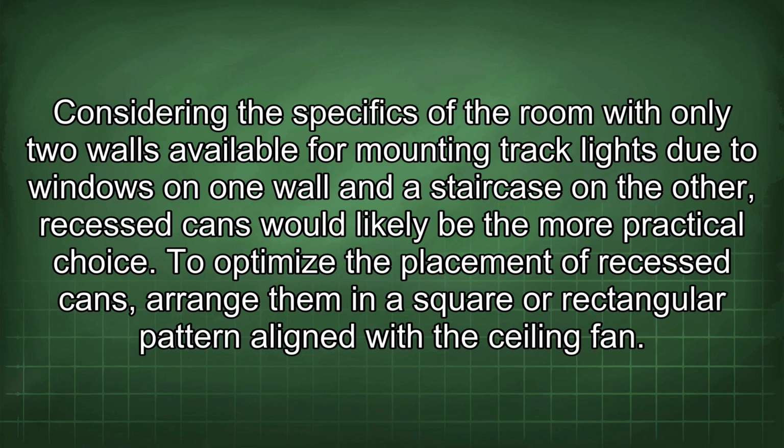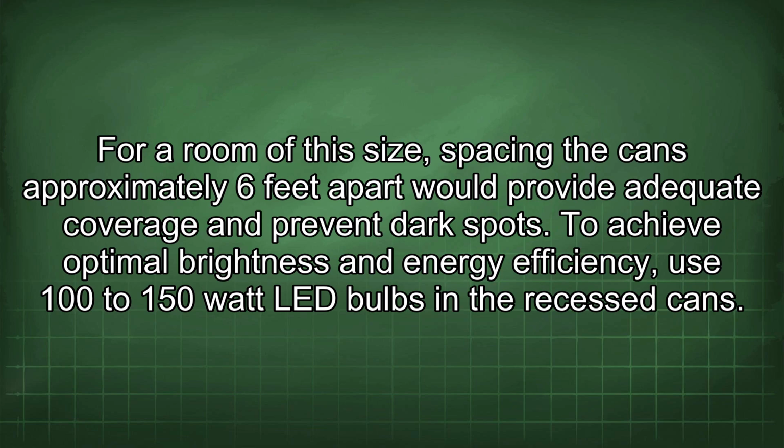Considering the specifics of the room, with only 2 walls available for mounting track lights due to windows on one wall and a staircase on the other, recessed cans would likely be the more practical choice. To optimize the placement of recessed cans, arrange them in a square or rectangular pattern aligned with the ceiling fan. For a room of this size, spacing the cans approximately 6 feet apart would provide adequate coverage and prevent dark spots. To achieve optimal brightness and energy efficiency, use 100 to 150 watt LED bulbs in the recessed cans.